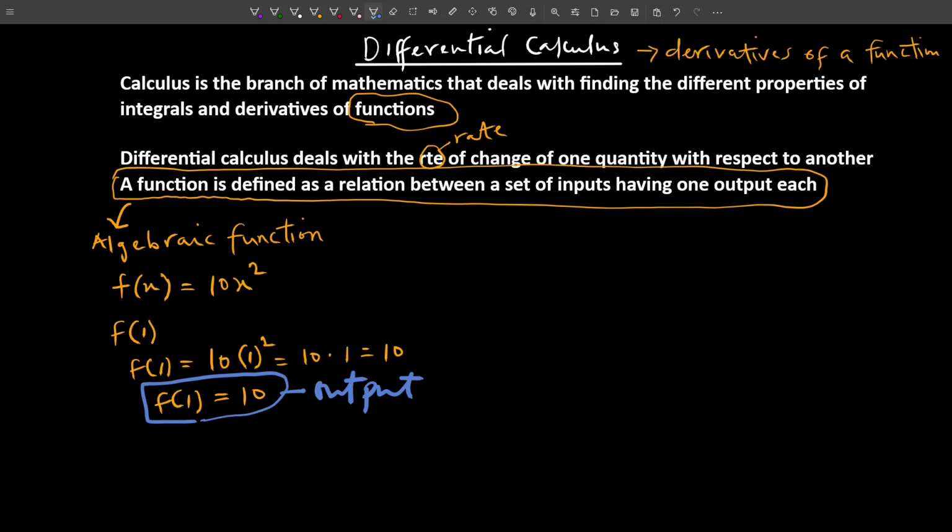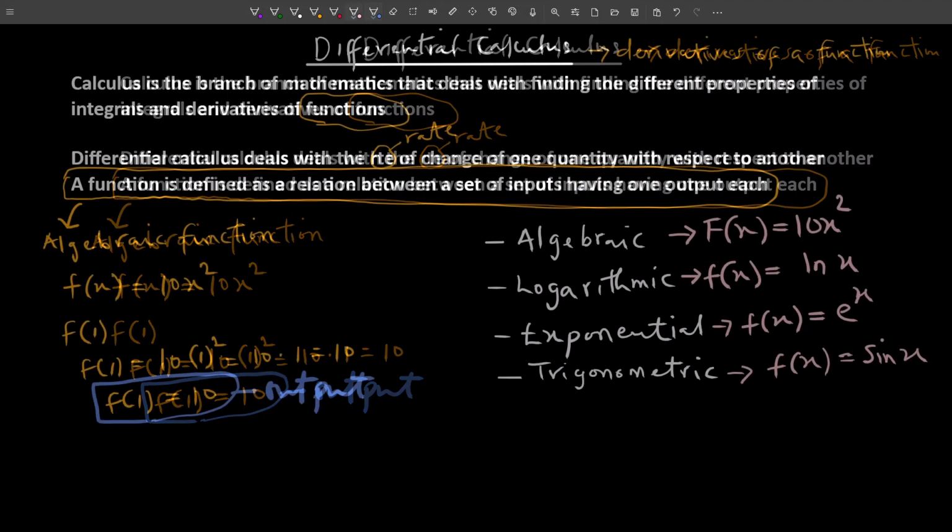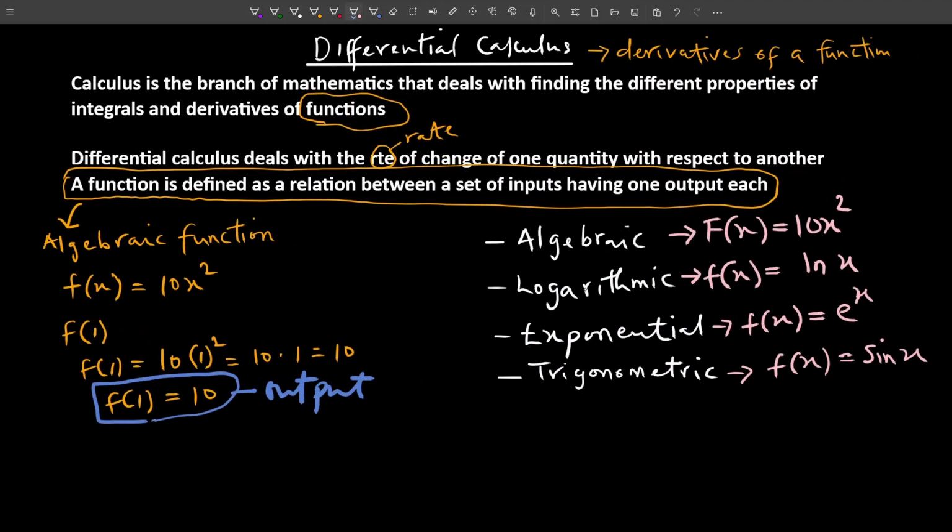We have one kind of function called an algebraic function. Whenever you see something like x raised to something, it is called an algebraic function. We have other kinds of functions. The most popular ones are the algebraic function, the logarithmic function, this is the natural logarithm, the exponential function, this is e raised to x, and the trigonometric function, this is sine x. There are very many functions, but we'll talk about those in this video.